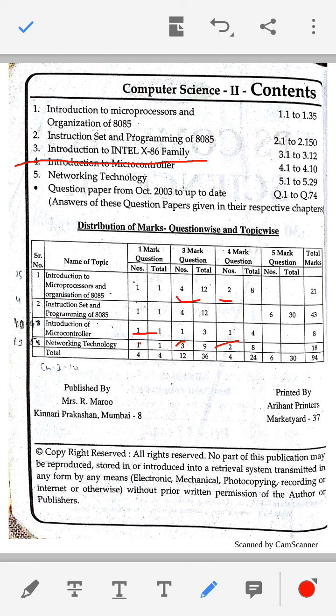Then we have chapter 5, Networking Technologies. Again, you can see the bifurcation: 1 question for 1 mark, 3 questions for 3 marks, 2 questions for 4 marks, and no questions for 5 marks. So this was the bifurcation of CS2 chapters along with its weightage. Now we will start with the first chapter, Introduction to Microprocessor and Organization of 8085.